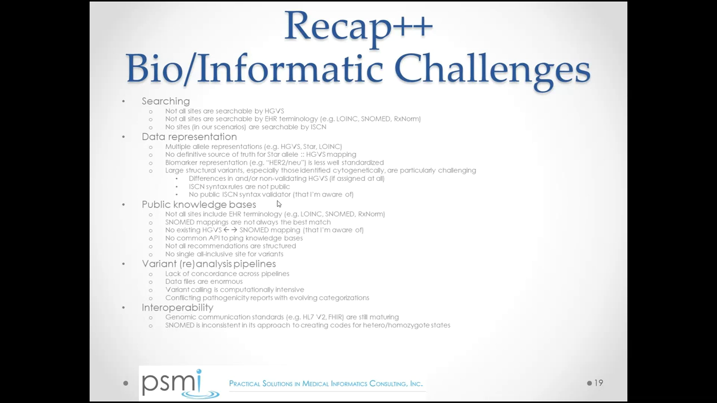The actual data stored within the public knowledge bases, or the data as it's represented in the EHR, also has some issues. There are multiple allele representations. This one is a little bit tricky. We talked about it briefly in our pharmacogenomics discussion. There's no definitive source of truth for star allele to HGVS mapping. So two different groups might say, hey, I looked at this particular P450 gene and I found allele number 3.